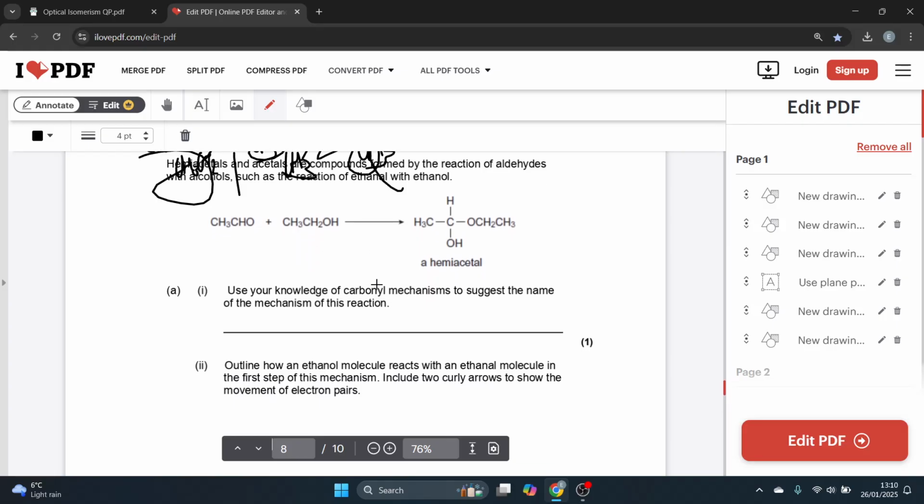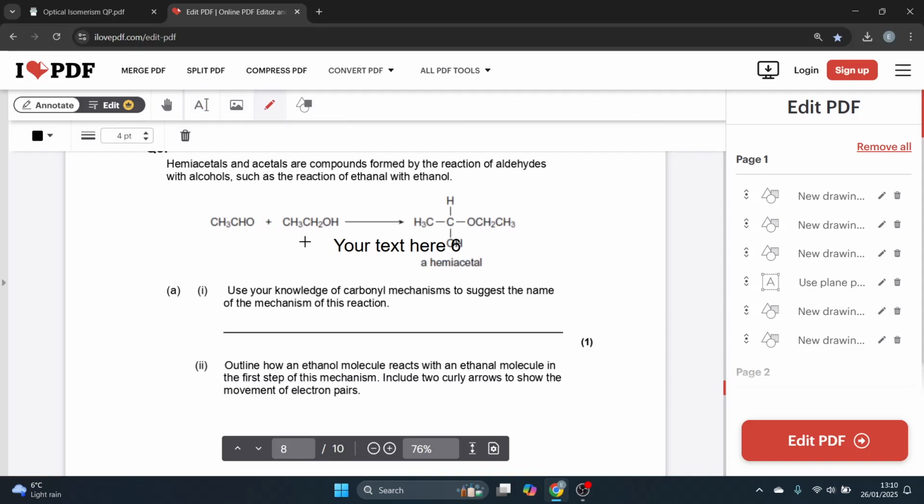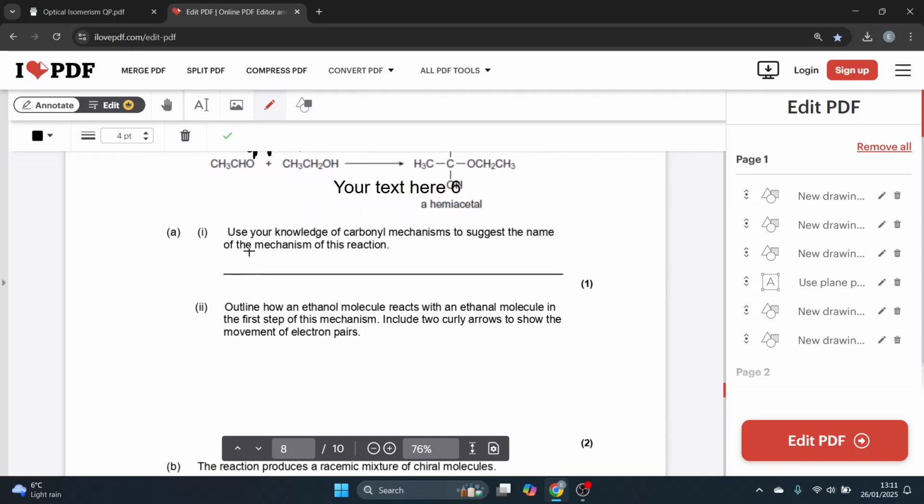Question 8 says, okay, can't really see it. Using knowledge of carbonyl mechanism, suggest the name of the mechanism of this reaction. So now I actually do need to see it. So let's get rid of that. Hemiacetals and acetals are compounds formed by the reaction of aldehydes with alcohols, such as the reaction of ethanal with ethanol. So what happens here? Ethanal, an aldehyde, with an alcohol, it is going to be nucleophilic addition. Yeah, nucleophilic addition.